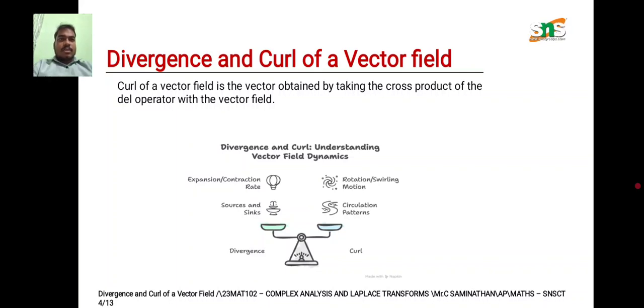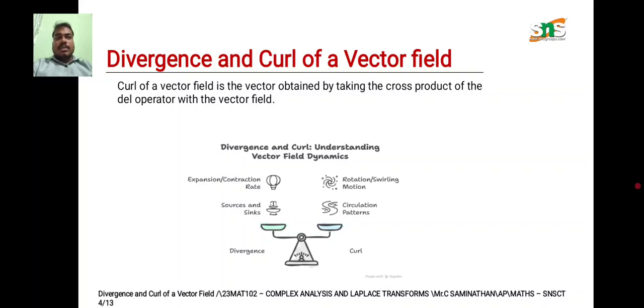The divergence and curl of a vector field. Here, on the other hand, the curl of a vector field is denoted by del cross F. It measures the rotational tendency or swirling strength of the field around a point, while the divergence tells about expansion or compression, curl tells about the rotation.